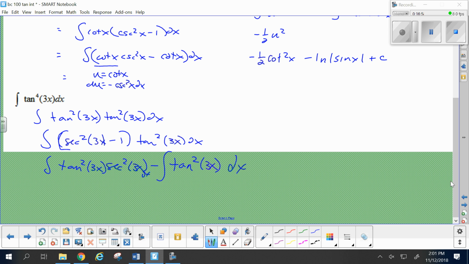Do you agree that if u is tangent of 3x, then this would be u squared? The gotcha to that, though, is the derivative there would be secant squared of 3x times the 3. Do you agree? So how will you deal with that 3? u is tangent, du is secant squared 3x times 3 dx. So wouldn't that mean du over 3 is secant squared of 3x dx? So that first one is more like u squared times 1/3 du.